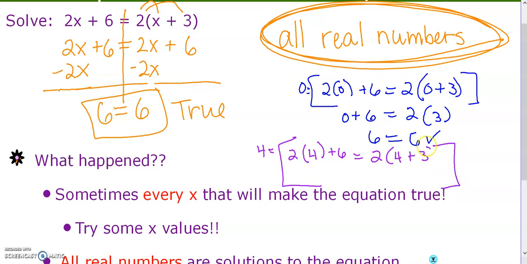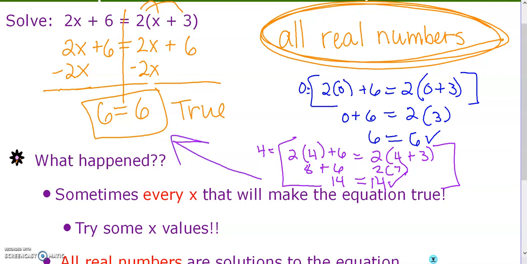And I'm going to get a completely different answer here. Let's see, 2 times 4 is 8, plus 6 is 14. Working my parentheses, that's 7. 2 times 7 is 14. See how I'm getting a different answer when I verify? But I'm getting a true statement, just like I did over here.